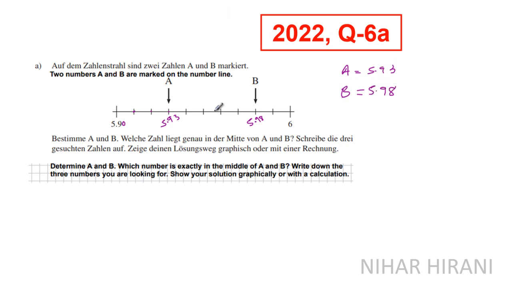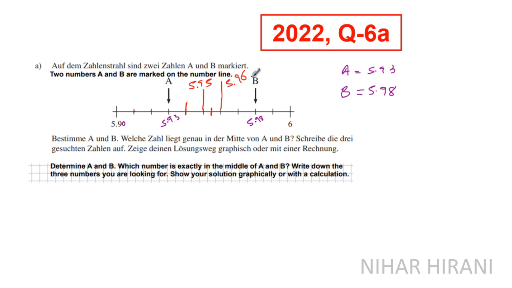Now what is exactly in the center? So you can see there are 5 equal spaces between A and B. 1, 2, 3, 4, 5. So from here A and B are 2.5 steps away. Let us see what value we have here. So this is 5.94 and this is 5.95. So here it's 5.95 and here it's 5.96. Now exactly between 5.95 and 5.96 will be what?